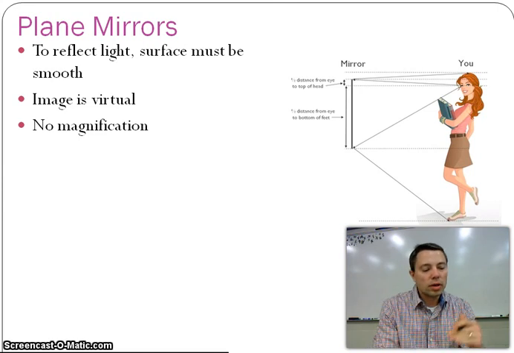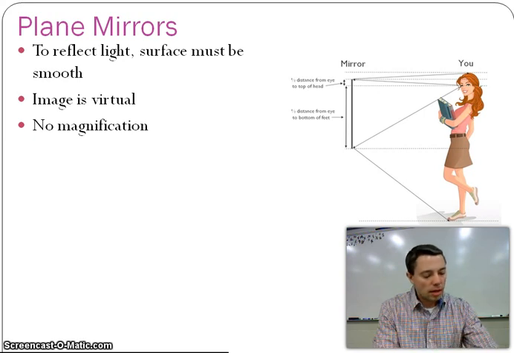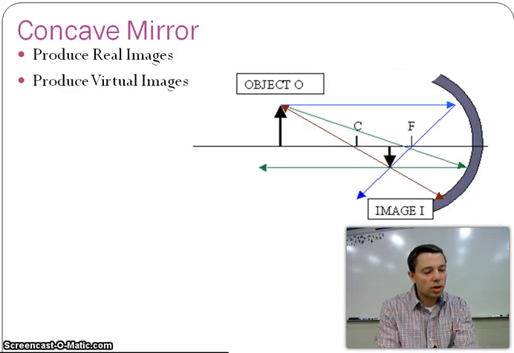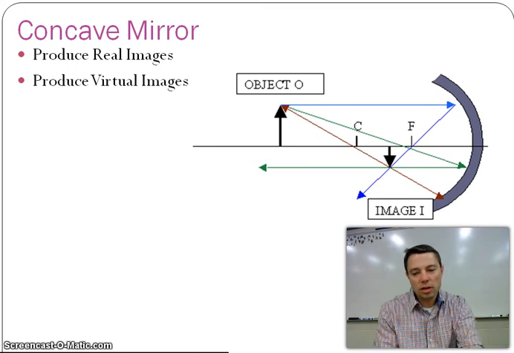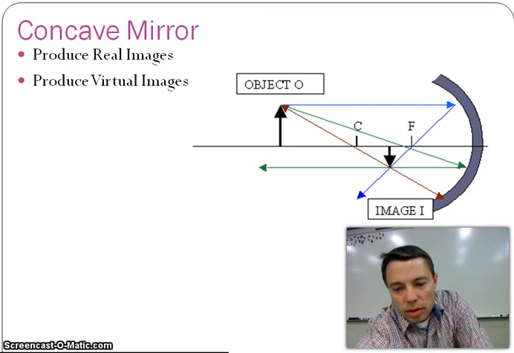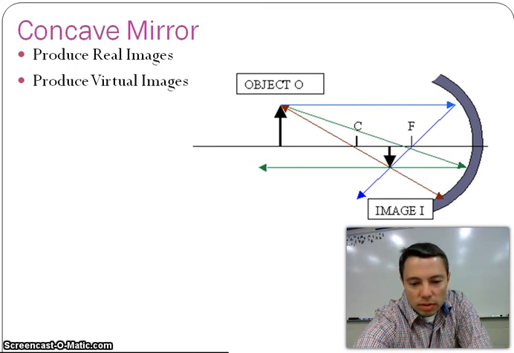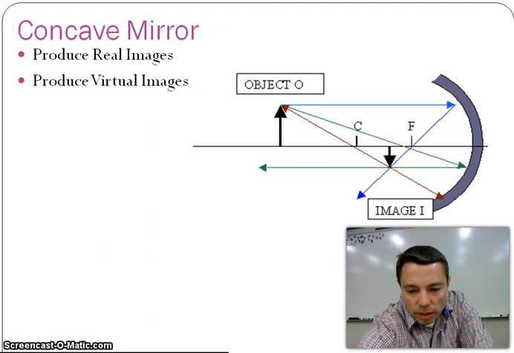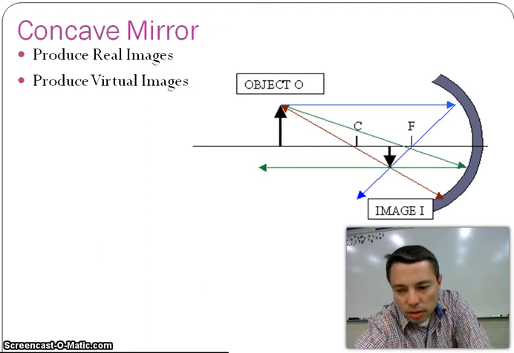So again, we're going to start talking about this real versus virtual images. We're going to talk about magnification. And now we get to the fun stuff, which is our mirrors that are kind of curved, okay? And so we like to look at curved mirrors. And I'm going to see if I've got my curved mirrors here.